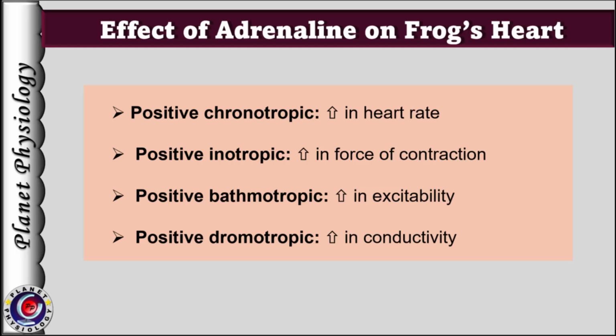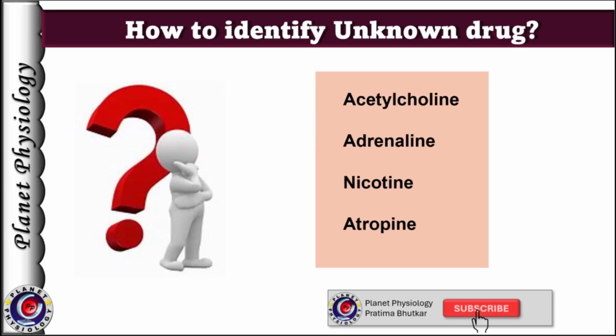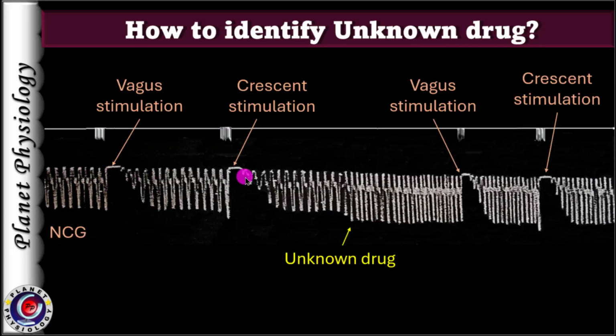Now let's explore how vagus and crescent stimulation helps to identify unknown drug used in the experiment. As mentioned in earlier video, physiology syllabus typically includes 4 drugs: acetylcholine, adrenaline, nicotine, and atropine. So in these experiments, before the application of drug, effects of vagus and crescent stimulation are recorded to confirm that both preganglionic as well as postganglionic vagal fibers are functioning normally.